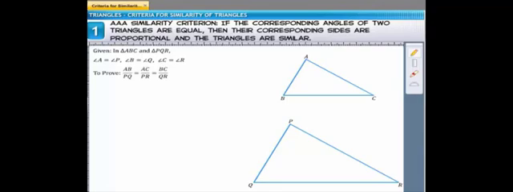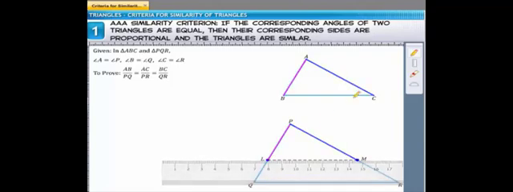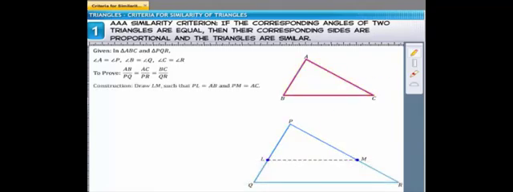To prove the criterion, we'll mark 2 points, L and M on PQ and PR respectively, such that PL is equal to AB and PM is equal to AC, and then we'll join LM. Now, let's consider triangle ABC and triangle PLM. In these two triangles, by construction, AB is equal to PL and AC is equal to PM. Also as given, angle BAC is equal to angle LPM. Therefore, by the SAS congruence rule, triangle ABC is congruent to triangle PLM.